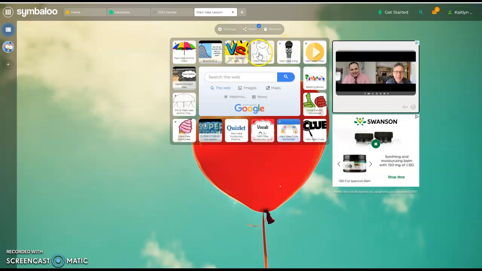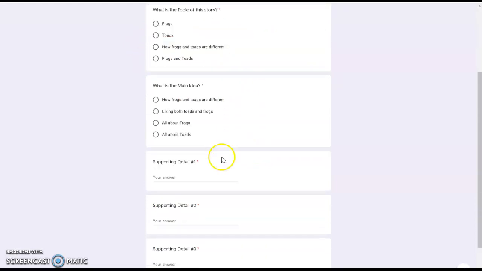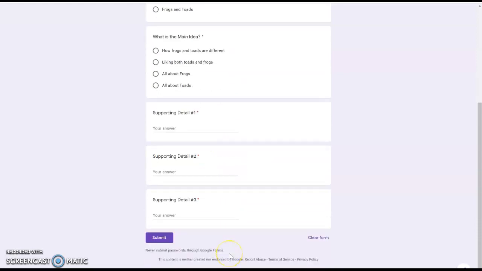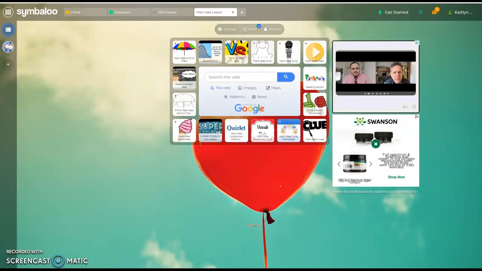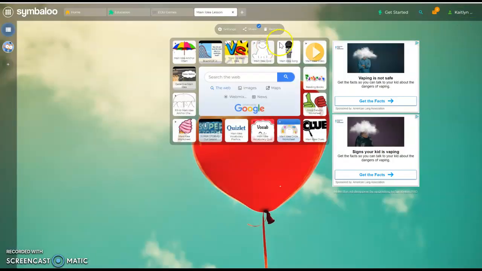Next, we have the main idea quiz. It is on Google Forms, so you're just going to read this short little story and answer 1, 2, 3, 4, and 5 questions on it. Next to it we have the main idea song, which again we aren't going to listen to, but it's just going to help you remember what the main idea is.